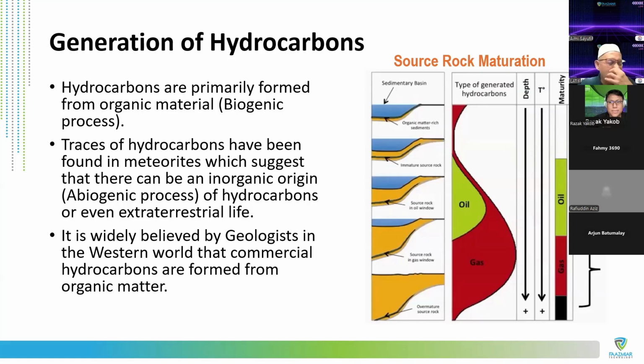So in other words, most of the meteorites that come to shore normally carry some elements of hydrocarbon as well because of the carbon content. We call it organic material. But some meteorites have a special bioorganic material. So we try to differentiate between the two: something of origin from the earth, or something from outside. It is widely believed by geologists in the Western world that commercial hydrocarbons are formed from organic material.